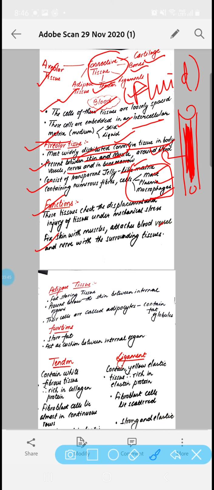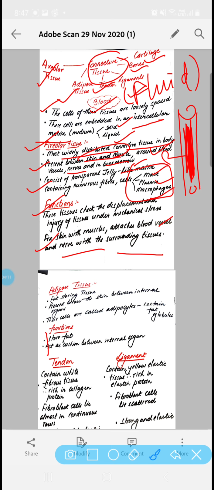It attaches the blood vessels and nerves with the surrounding tissue, as it is present between skin and muscles and covering the blood vessels and nerves. So what is this tissue doing? It is connecting the blood vessels and nerves with the surrounding tissue. So this is the function of the areolar tissue.